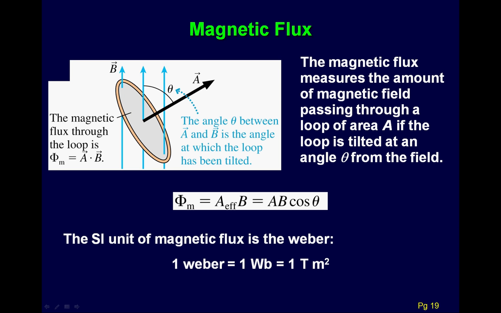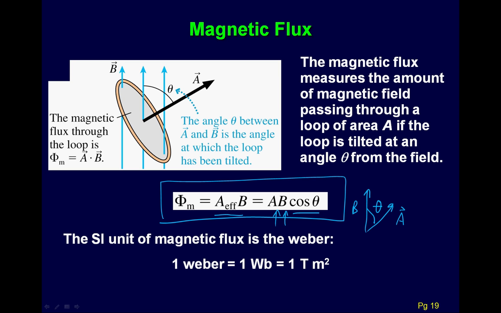Our fundamental definition of magnetic flux is what Knight calls the effective area times the magnetic field. So it's the area times the B field times cosine of theta. Theta is the angle, shown in the little picture here, between the area vector and the magnetic field. The units for this are Webers, which is units of magnetic field, Tesla, times area, meters squared.